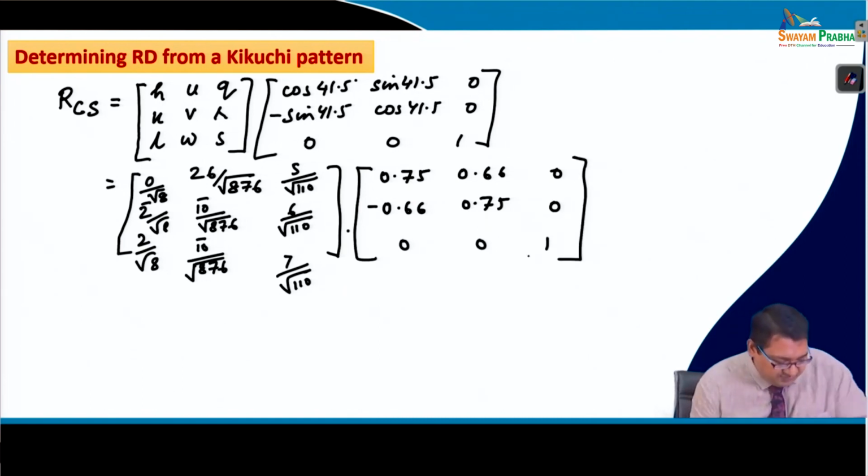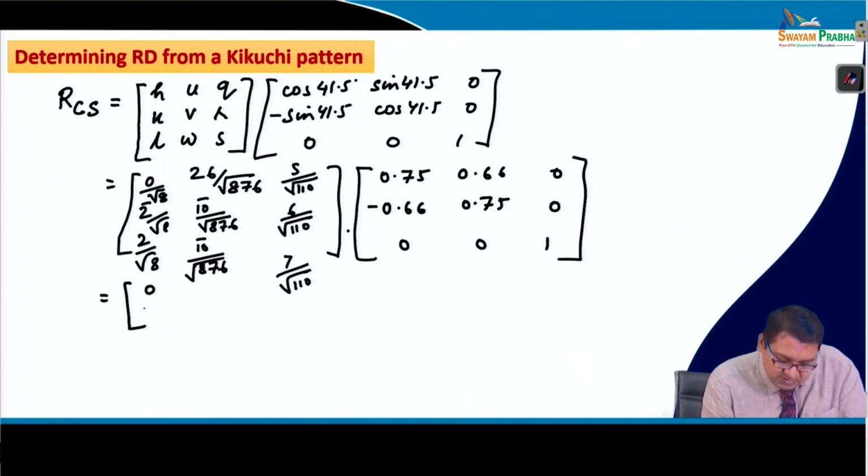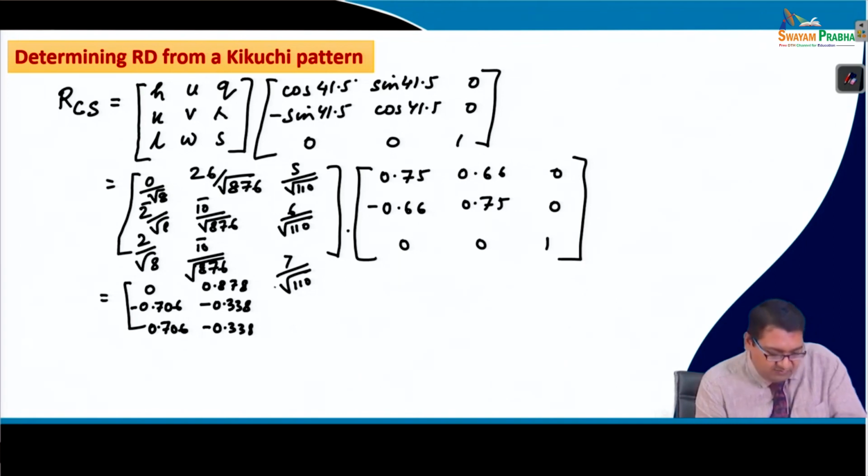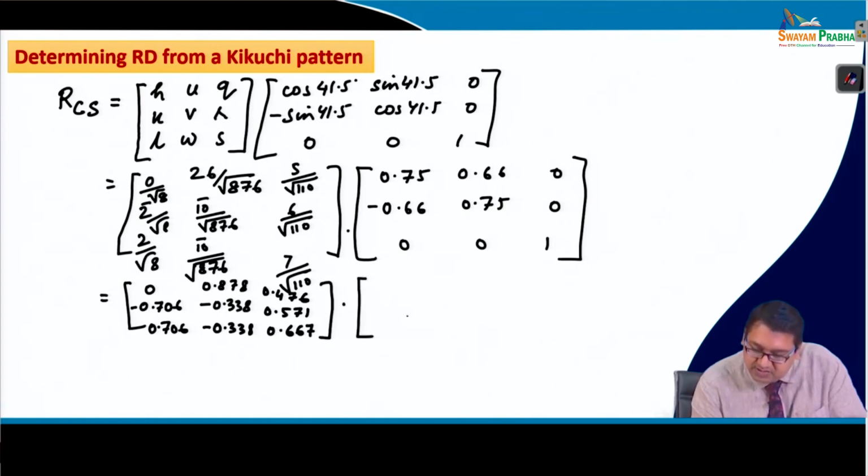0.75, 0.001. Now, if we do a dot product of it, this becomes equal to 0.706. It will be minus because it has a root 2, and then 0.706 here, and then it is 26 divided by root of 876, it comes out to be 0.878, and then 10 divided by root of 876 comes out to be minus of 0.338, minus of 0.338 here also, and then 5 divided by root of 110 comes out to be 0.476. It also comes here 0.6 divided by root of 110 comes out to be root of 571, and then root of 0.667, and dot product with this one.